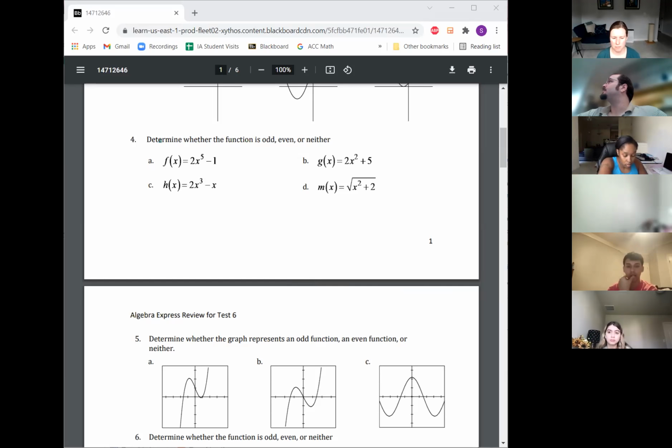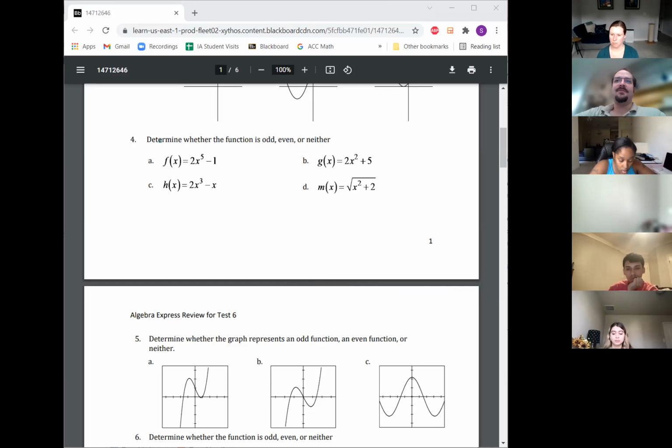5 should be odd. Why? Because it's bouncing off the x-axis, right? Oh, are you thinking about multiplicity? Oh, okay, yeah. Multiplicity has to do with whether it goes through or bounces back. But this is just asking if the entire function is odd, even, or neither.